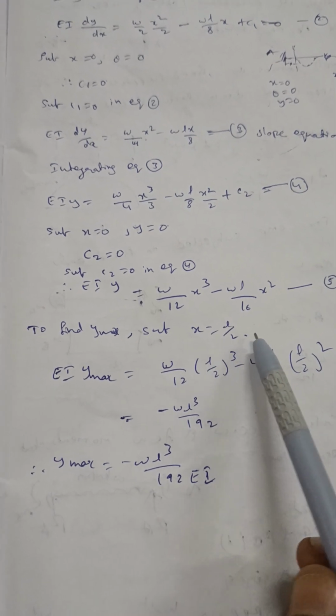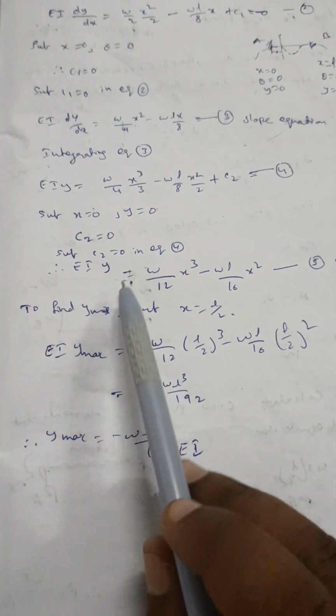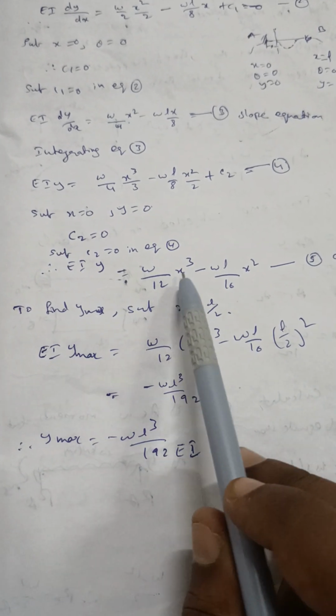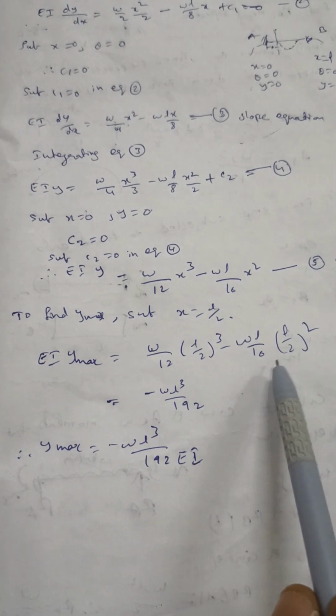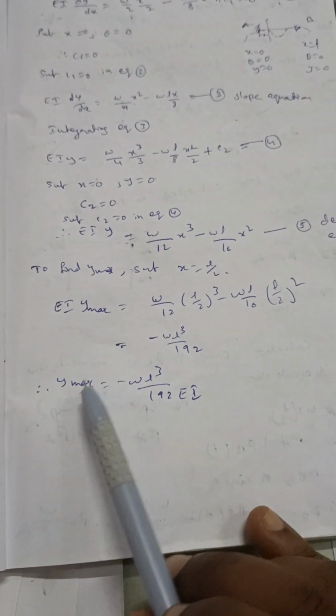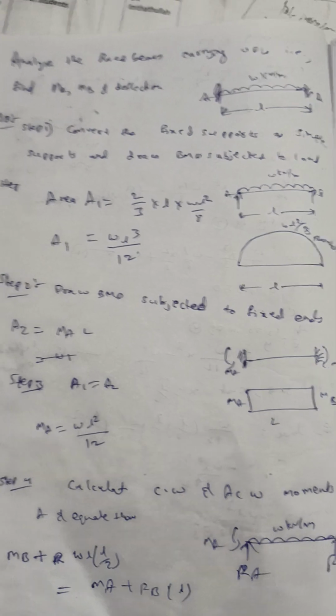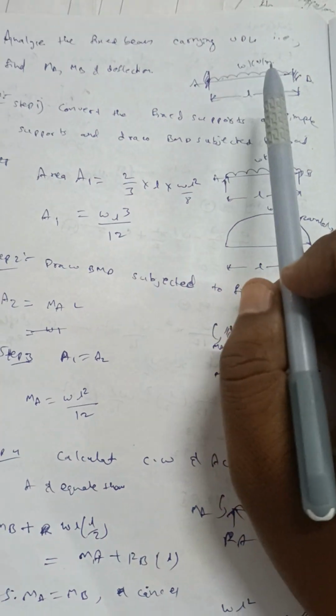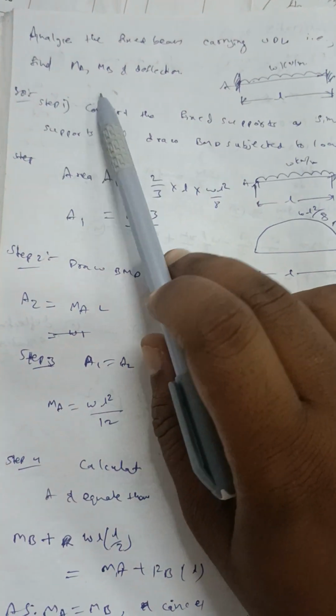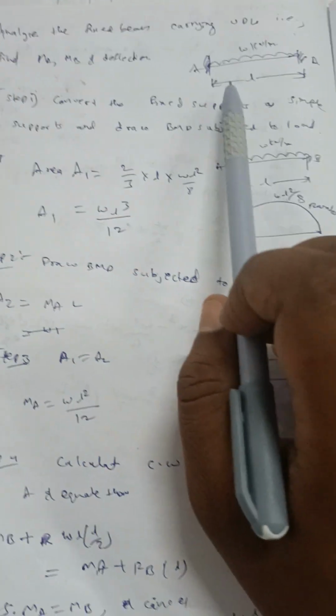So substitute x equal to L by 2 in this equation. So y will become y max; wherever x is there, I substitute L by 2. So after simplifying, I will get y max as minus WL cube by 192 EI. Let us discuss the next case. Analyze the fixed beam carrying UDL, that is, find MA, MB and maximum deflection.